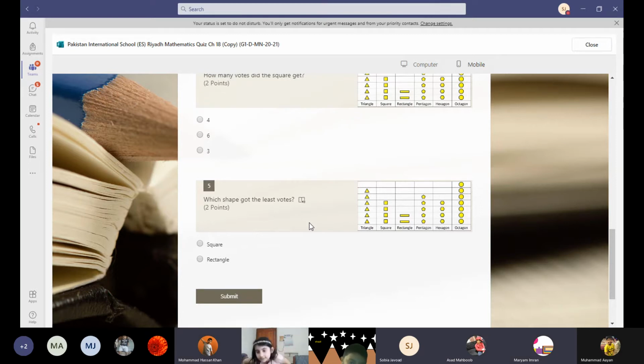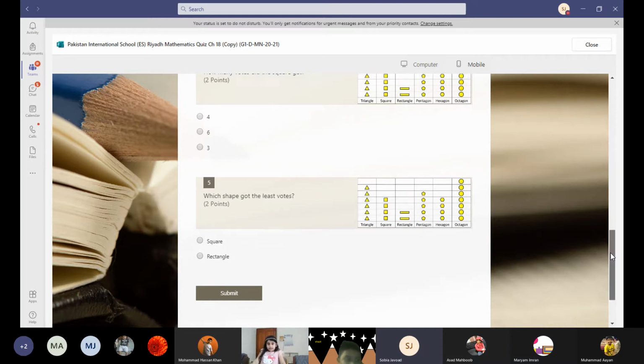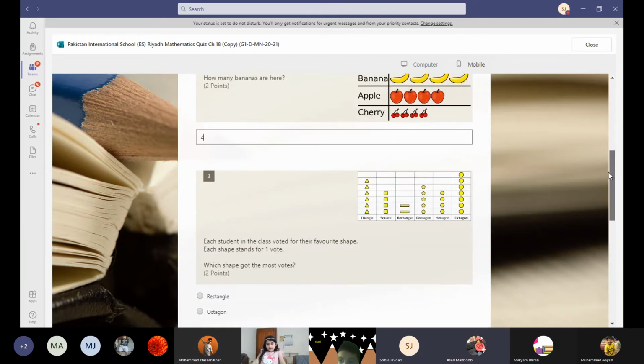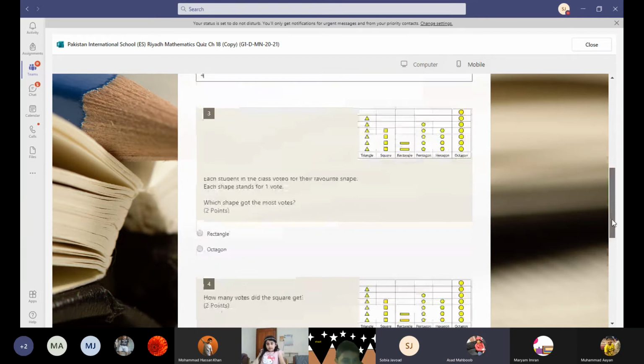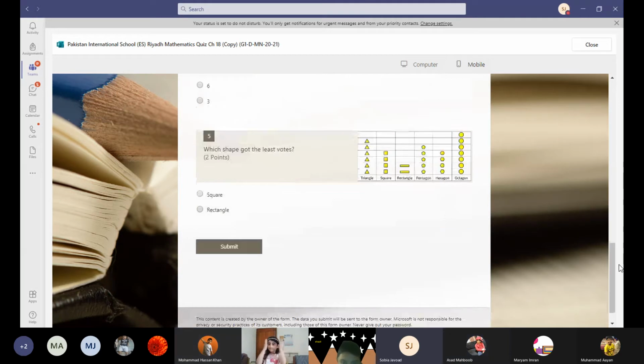Teacher, square is the answer. How? Did square get the least votes or rectangle? Look, rectangle. There. Yes. 8 out of 10. What? Okay, you'll be getting full marks. I didn't reach 8. I will reach 5. Maybe I'll get 4.